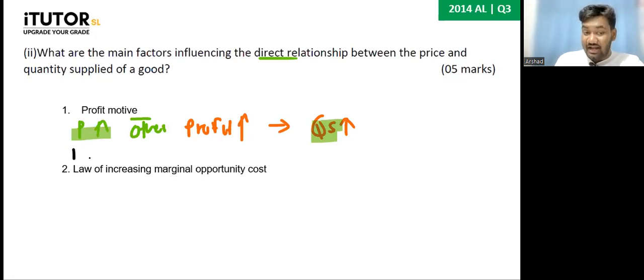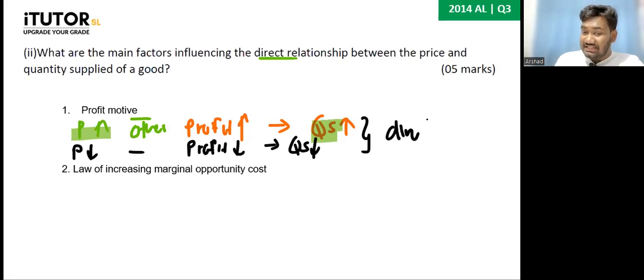If the price of the product goes down, while all other factors, including cost of production, remain the same, what happens? The profit that you can earn from that product goes down. The supplier is demotivated because his main motive is profit. So as a result, what happens? QS goes down. So price decreases, QS goes down. What does this say? This says there is a direct relationship. Is that okay?